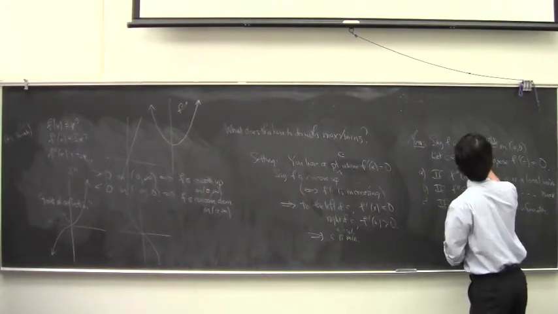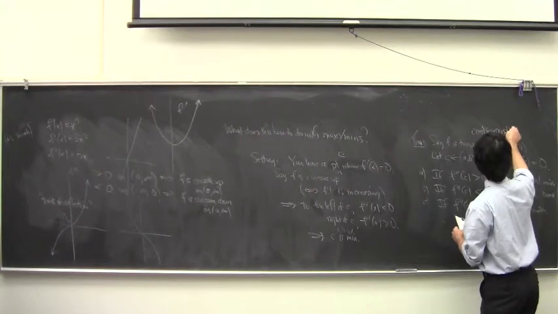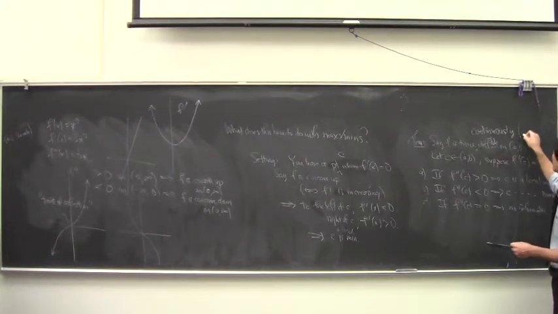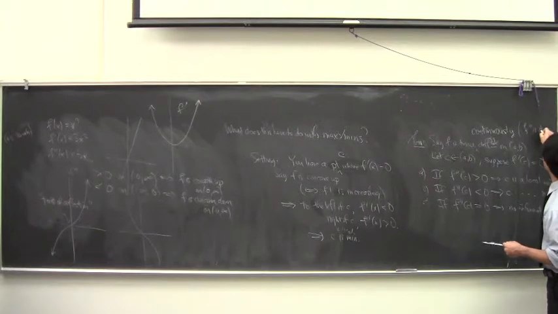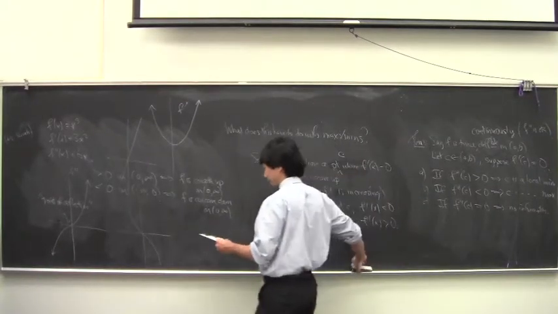And just to make it a little easier to explain, I'm going to throw in a word here: twice continuously differentiable. What I mean by that is the second derivative is continuous. That will make it easier to talk about.